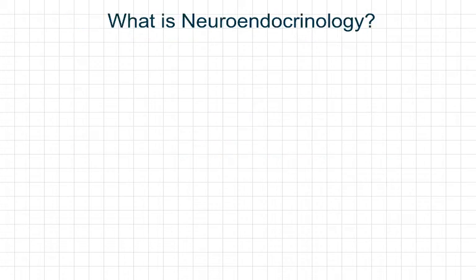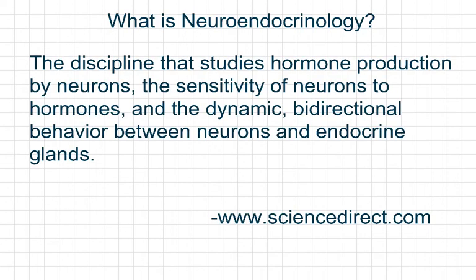Before I get started, let's go over some key definitions. First off, what is neuroendocrinology? Neuroendocrinology is defined as the discipline that studies hormone production by the neurons and the sensitivity of neurons to hormones, and the bidirectional behavior between these hormones, neurons, and the endocrine glands. I know this definition is a mouthful, but hopefully it gives us a little bit of a scope of what we're going to discuss and what endocrinology really is.